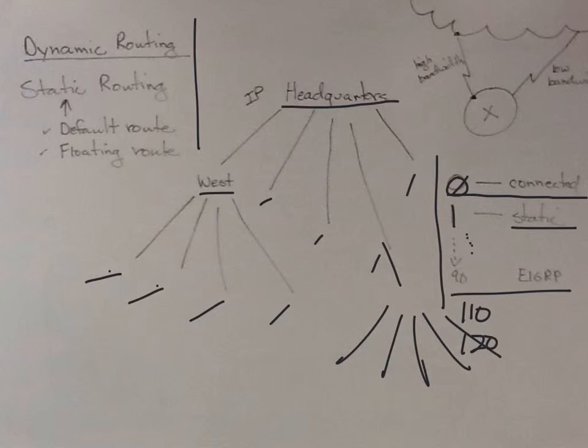So here's one of those examples where we probably talked about a floating static route. You might have a low bandwidth, high bandwidth. This would be in your routing table, and this would be your backup to the same network. So like I said, if this would get cut, it could immediately go to there.